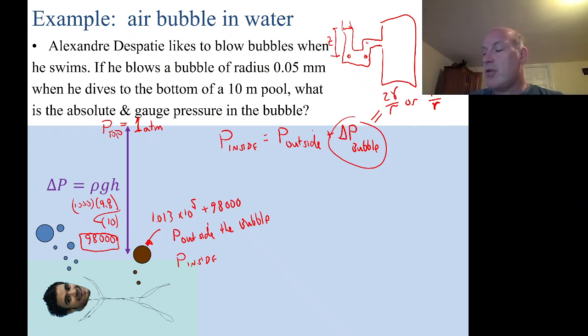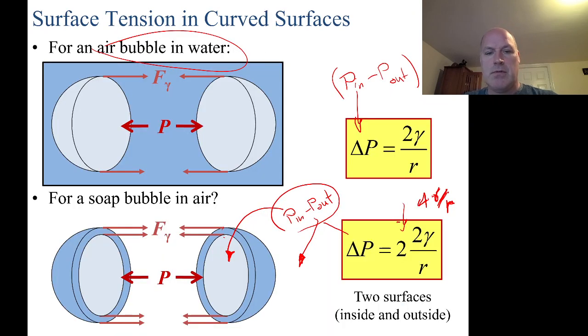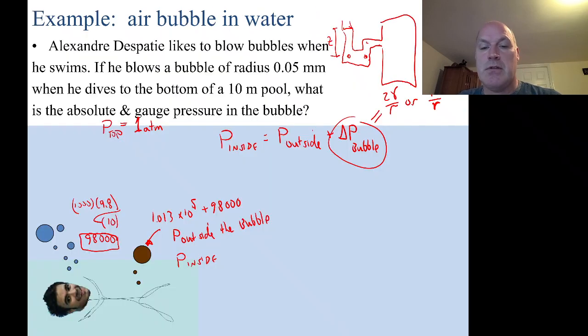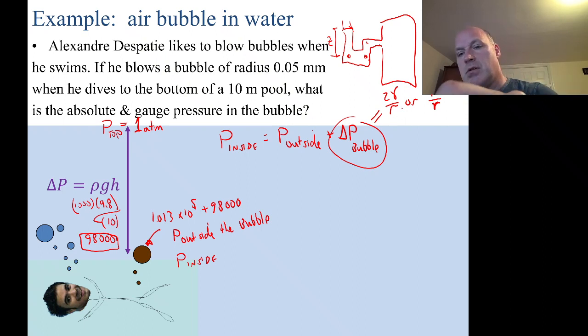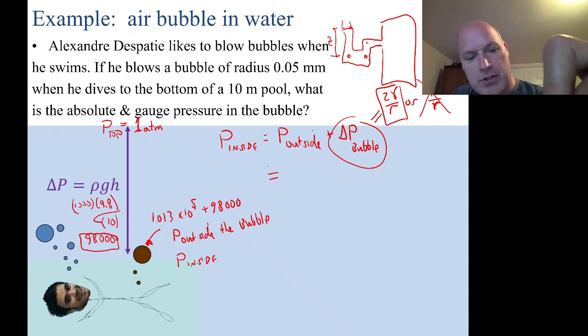So you go back to the drawing, and we ask ourselves, is this a soap bubble or an air bubble? Oh, it's an air bubble. So it's this top equation. We're going to use this one. It's not that one. Okay? So we can type it in. Pressure outside. Let me calculate this out.